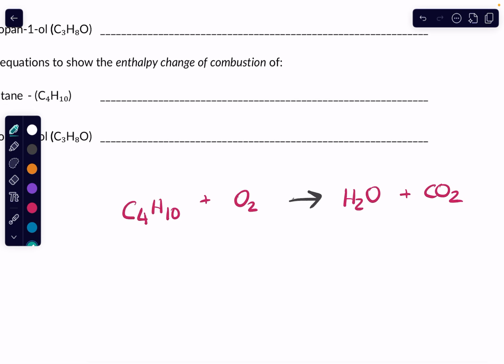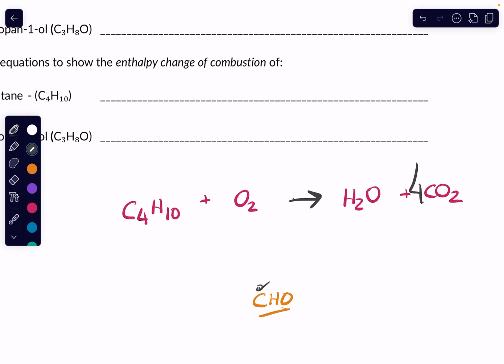I said before, the technique I want you guys to use is CHO. So I just write CHO at the bottom. You can do this with me as well. By this, I mean, we're going to balance the carbons first. Carbons over here, I've got 4. Over here, I've got 1. I need 4 of these. Big 4 there. Carbons balance, tick.